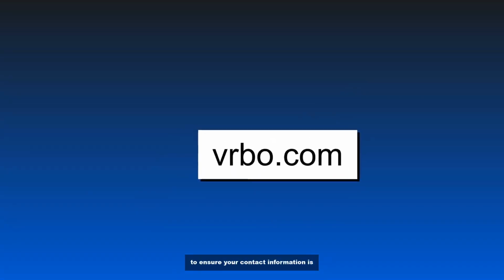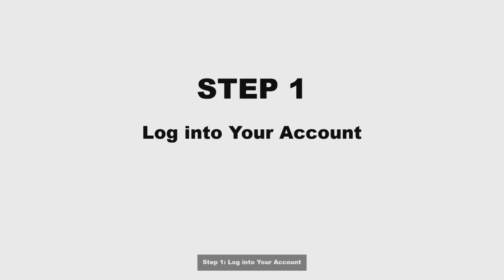Updating your email address on Vrbo is a straightforward process. Follow these steps to ensure your contact information is current. Step 1. Log into your account. Visit the Vrbo website and log into your account using your current email address and password.